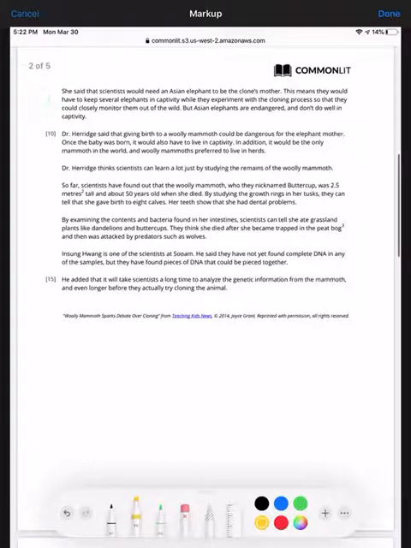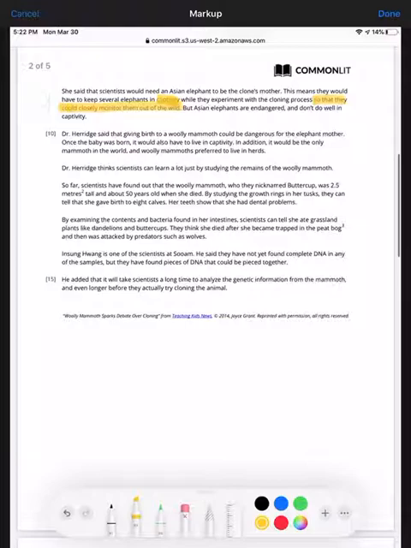Right there, I think I found my answer. Okay? So I have captivity here. Let's see if I can just kind of highlight that. Captivity, while they experiment with the cloning process so that they could, right here, so that they could closely monitor them out of the wild. So what does captivity actually mean? Does captivity mean that they're going to be free, or does captivity mean that they're going to be put in confinement? What do you think?